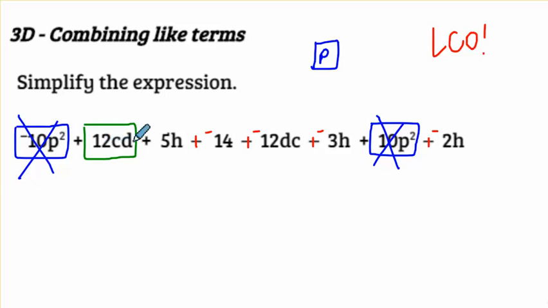Now we get to 12CD. So we're going and looking for anything that has a CD or DC. Oh, we've got one here. Negative 12 DC. Remember, the order doesn't matter. So CD, DC are the same. Don't have any more. Well, this is interesting.